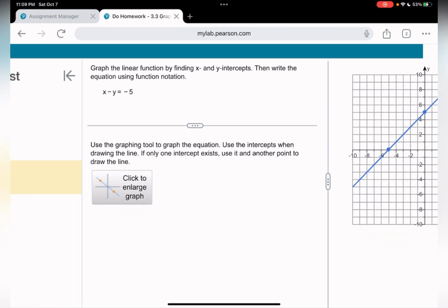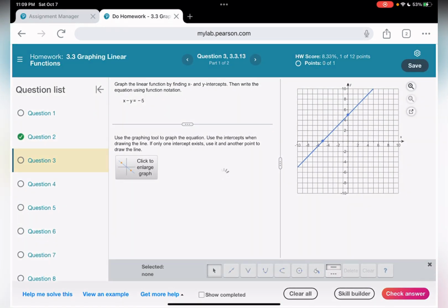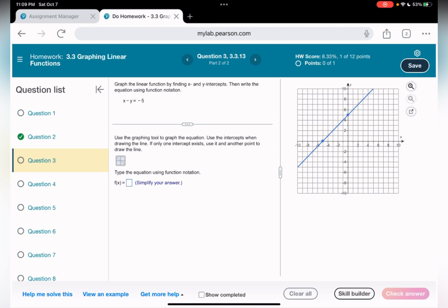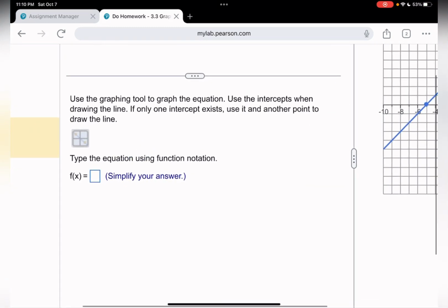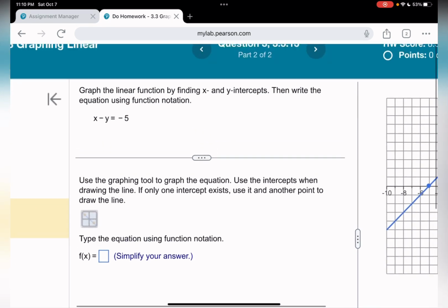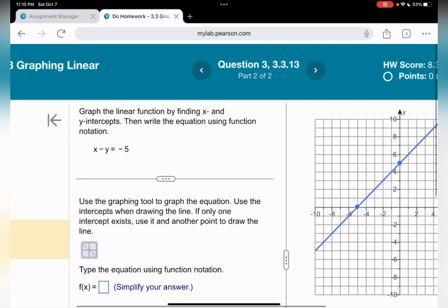Saving. Checking. Nice work. Next one. What is this? Type the equation. Okay, we need to find the equation.